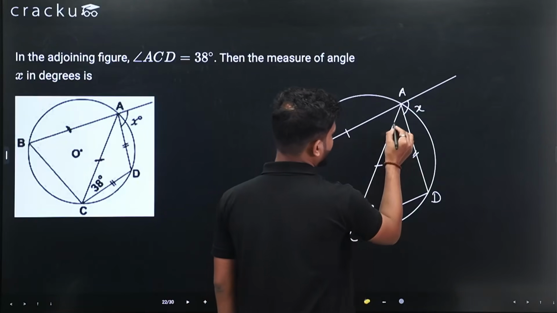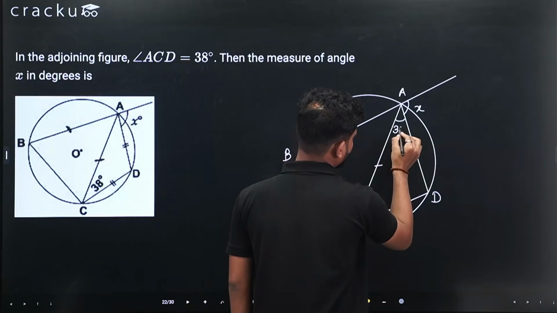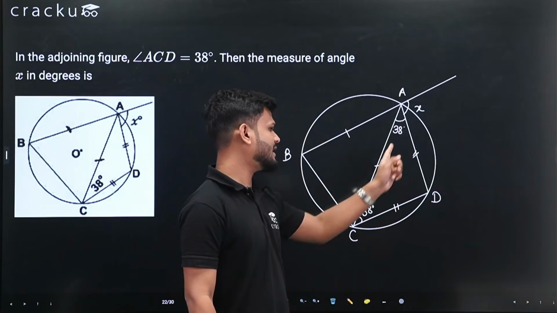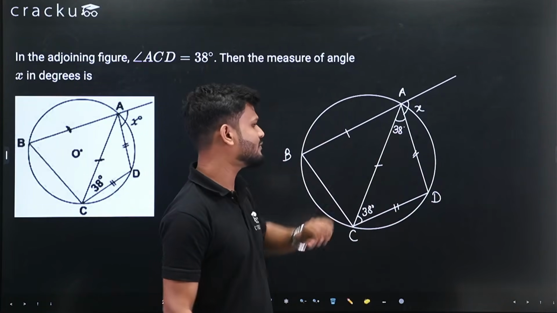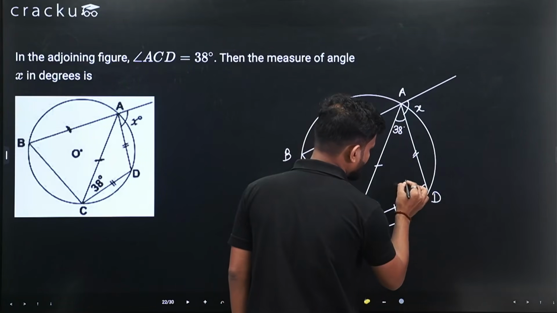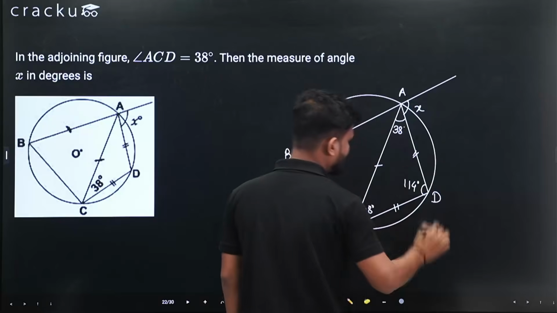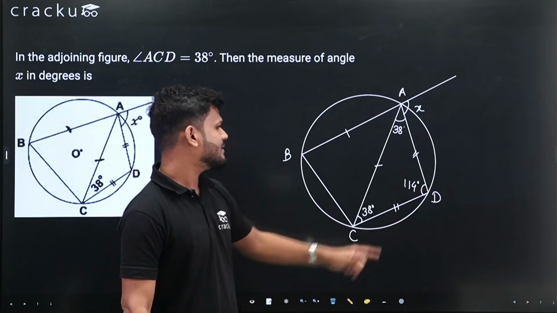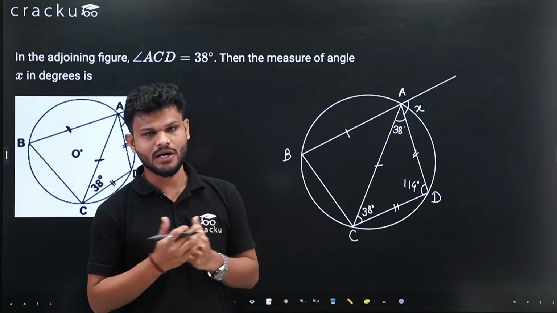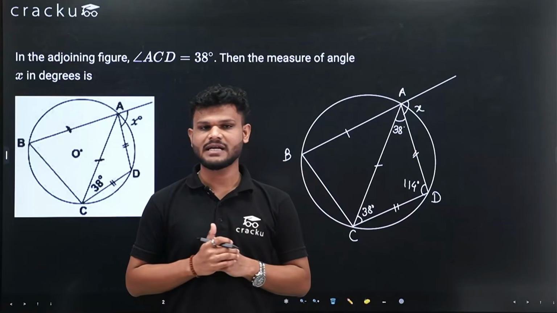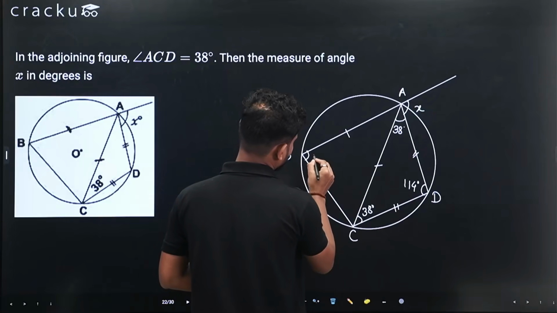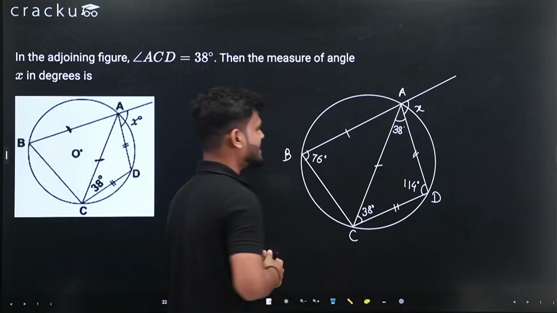So this is 38, and this one will also be 38. If this is 38 and 38, both of them together will be 76. And this third angle should be 114 degrees. Correct? If this is 114 degrees, ABCD is what? It is a cyclic quadrilateral. Opposite angles of a cyclic quadrilateral are what? Supplementary. So if this is 114, this will be 76 degrees.